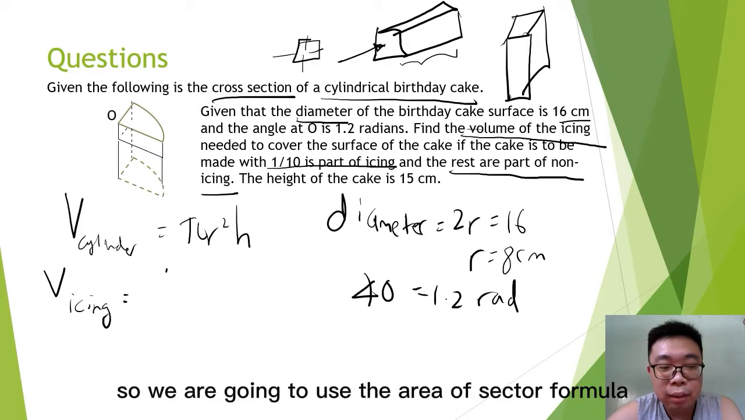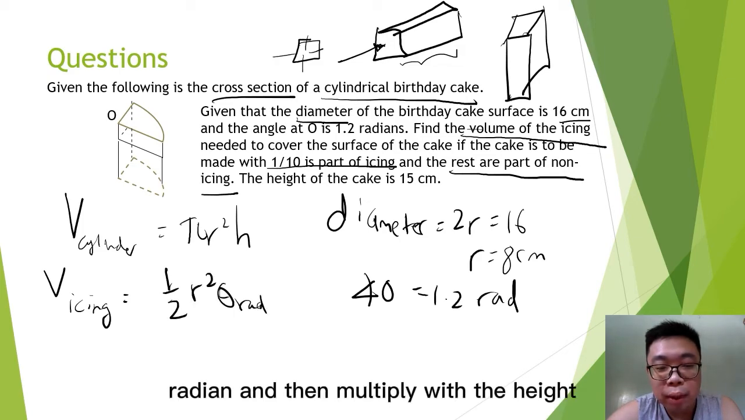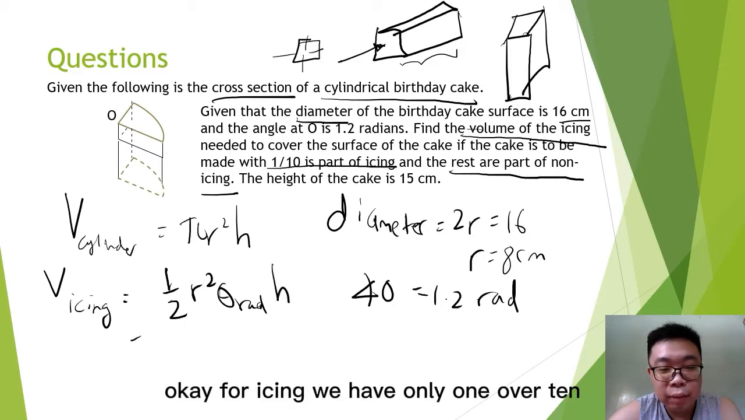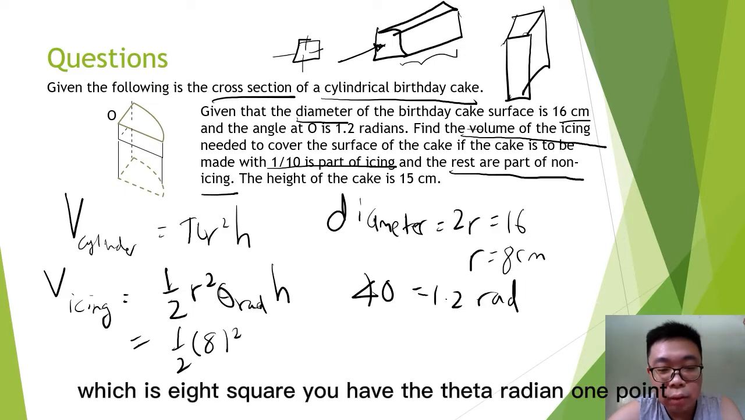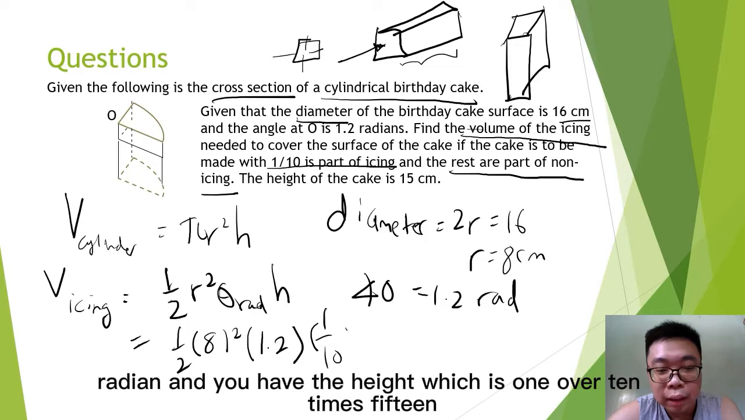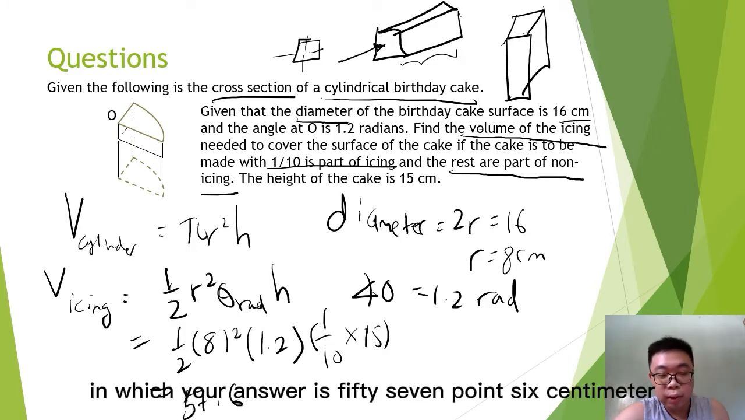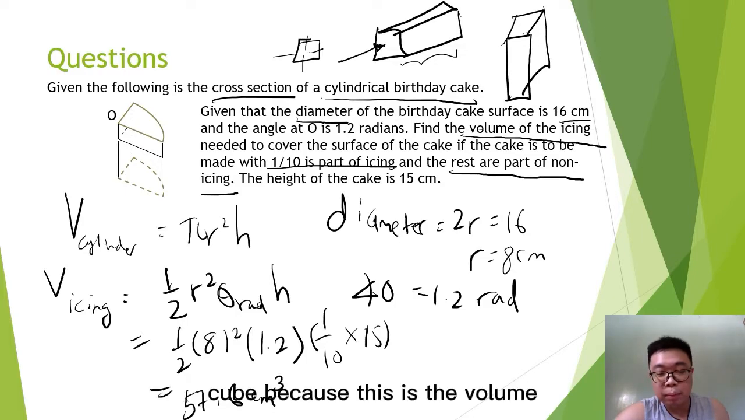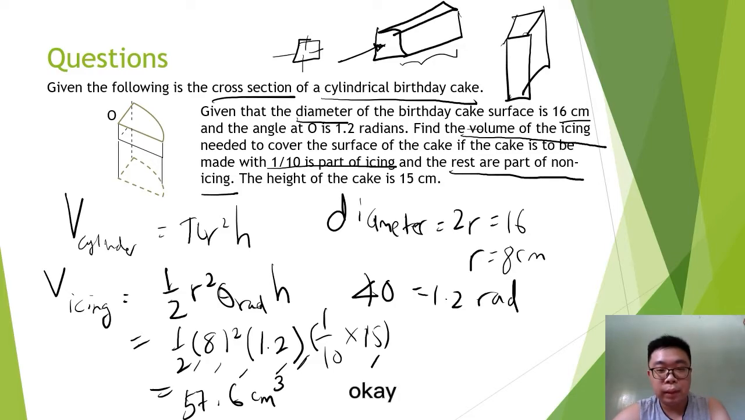We are going to use the area of sector formula, 1 over 2 r squared theta radian, and then you multiply with the height. For icing we have only 1 over 10, so we are going to calculate 1 over 2, you have radius which is 8 squared, you have the theta radian 1.2 radian, and you have the height, which is 1 over 10 times 15. By this you will directly get your answer, in which your answer is 57.6 centimeter cube, because this is the volume. And you must remember to put all the brackets here.